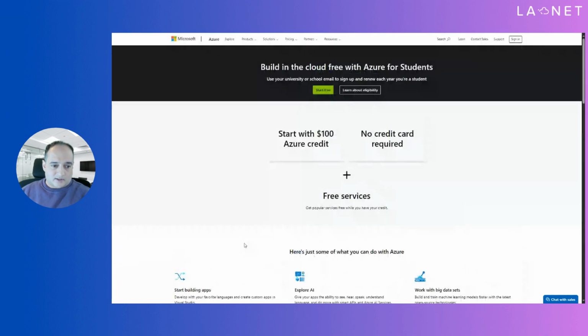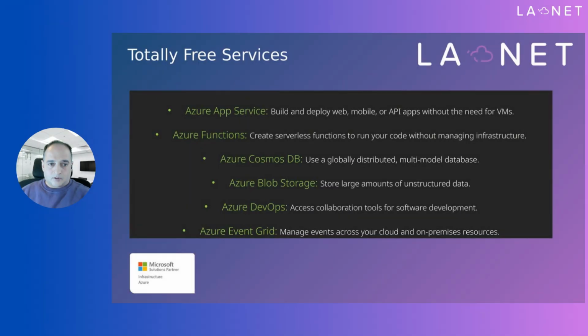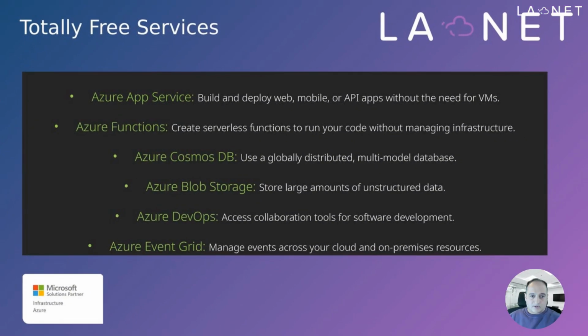So we'll go back to the slides. Okay, so these are some of the totally free resources. Let's take a look at these in a bit more detail. You've got app services, functions, Cosmos. All these services are free, so you can get started and build these, and we'll build a web application in the demo later as well. I will also set up the DevOps. You don't need a credit card for any of this kind of stuff.